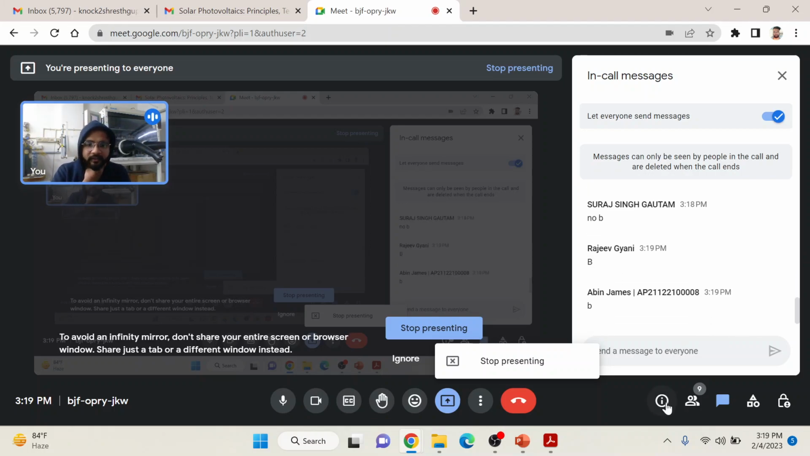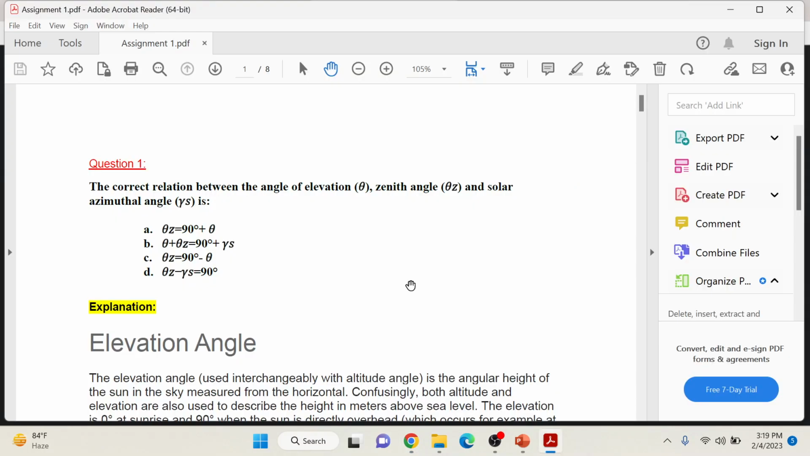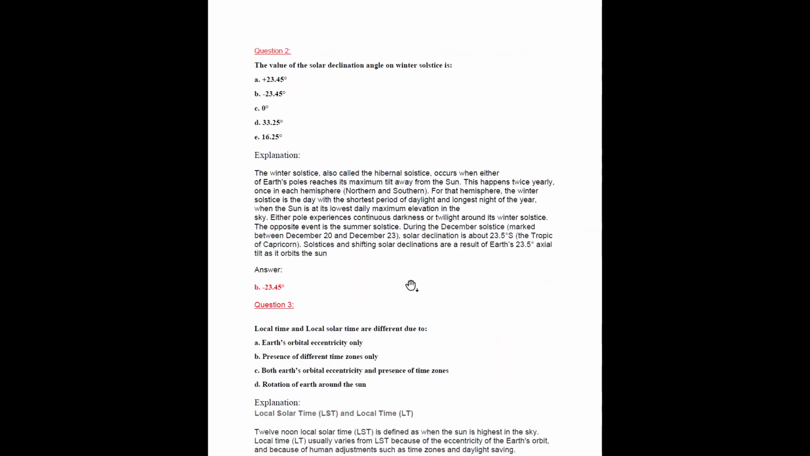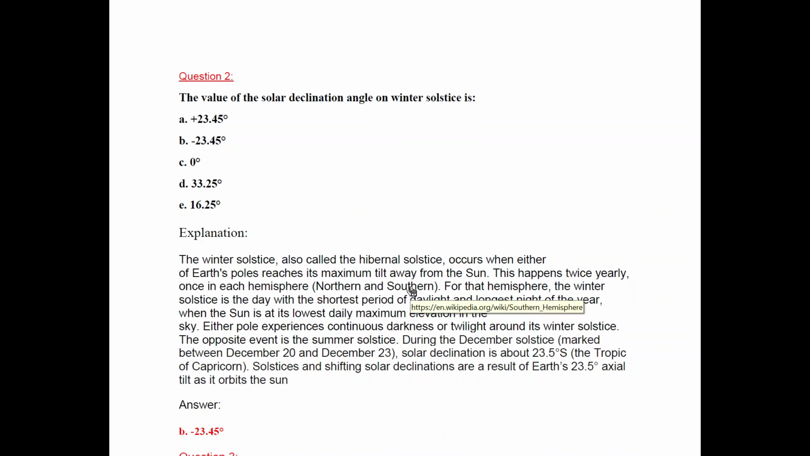So let's go to the answer without delay. I'll be sharing this PDF. Okay, let's hide the other question. So what is the winter solstice? It is also called the hibernal solstice. It is a hibernation period, actually for the polar bears. So when does it occur? It occurs when either of the Earth's poles reaches its maximum tilt.